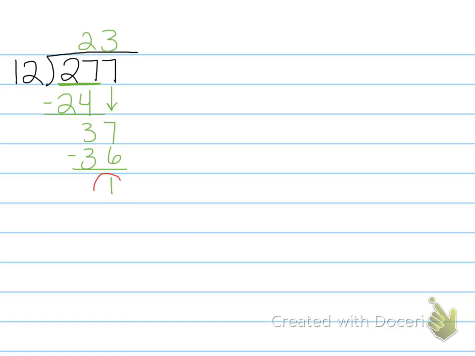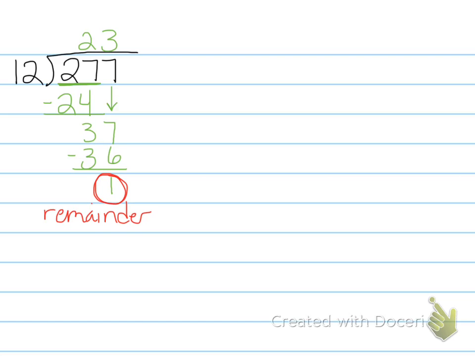For these purposes, I'm going to leave the remainder of 1, because we're going to be using that later with our polynomials as part of the remainder theorem to come. So 277 divided by 12 is 23 with 1 left over as a remainder.